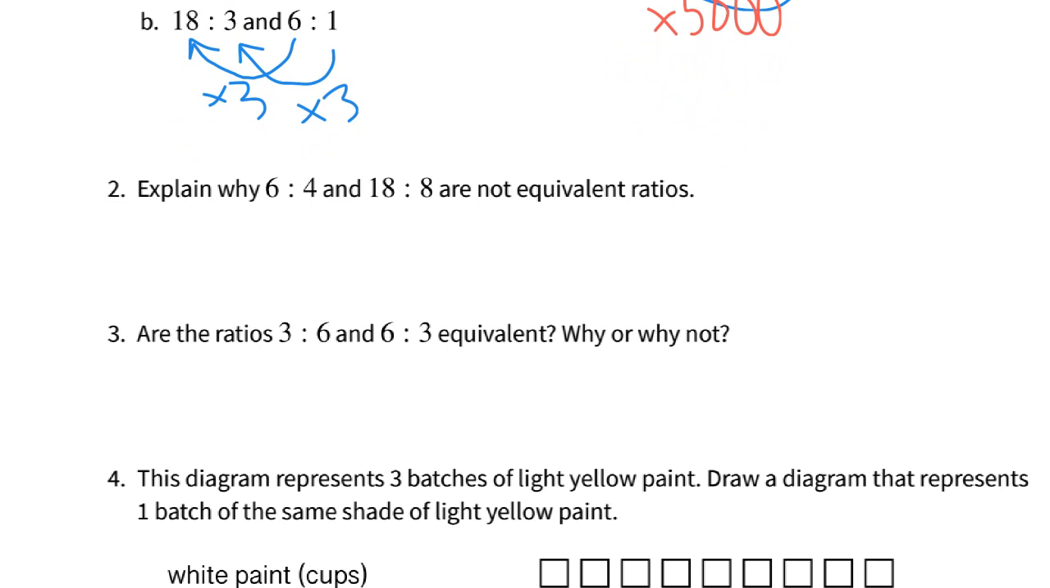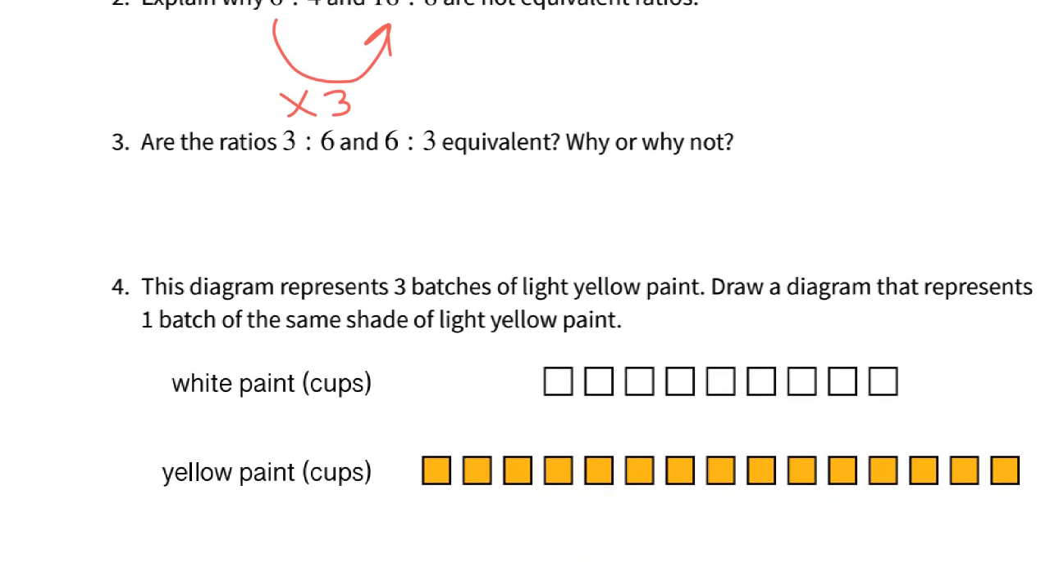Well, we can see that 6 times 3 gives us 18, but 4 times 2 is 8, and therefore they're not equivalent ratios. Number 3, are the ratios 3 to 6 and 6 to 3 equivalent? Nope, they are absolutely not equivalent. How do we know? Well, because 3 times 2 is 6, but 6 times a half is 3.